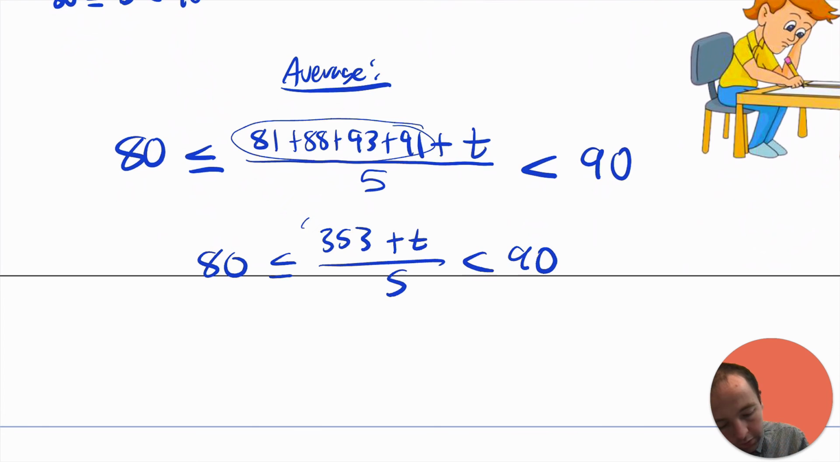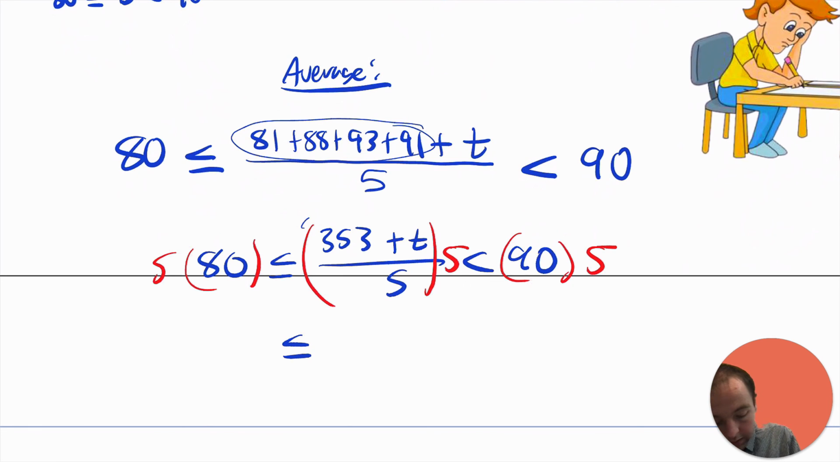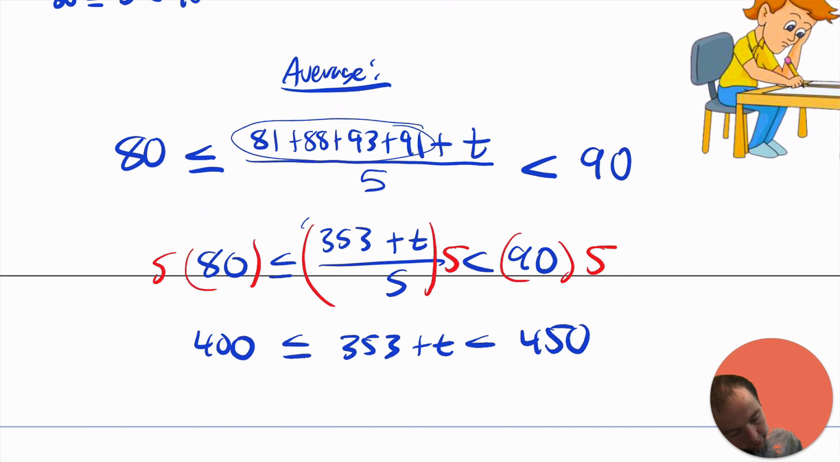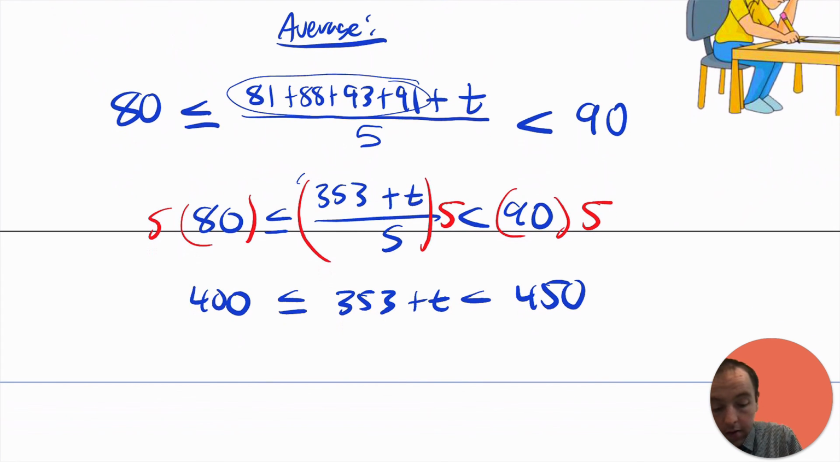Okay, so if we want to solve for t, you're going to have to times this by 5 first, which means you times everything else by 5. It's a positive, so you don't have to change the inequality symbol. So you're going to get 400 is less than or equal to 353 plus t is less than 450 when you times by 90. And then you can go ahead and subtract the 353, so you get the t alone, and do the same thing to all 3 parts right here.